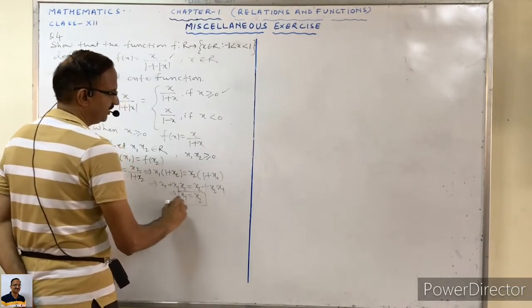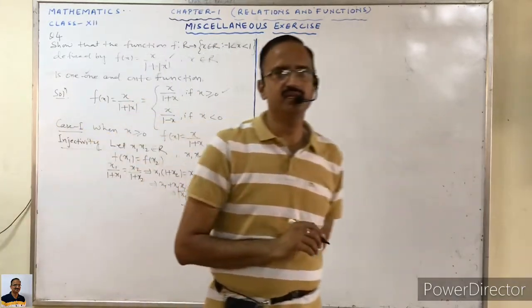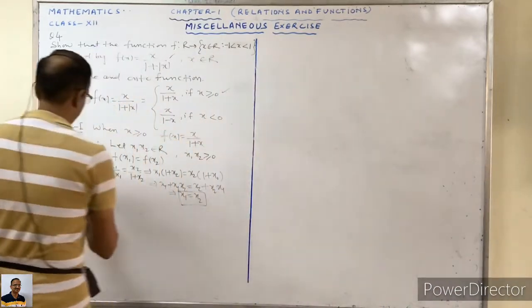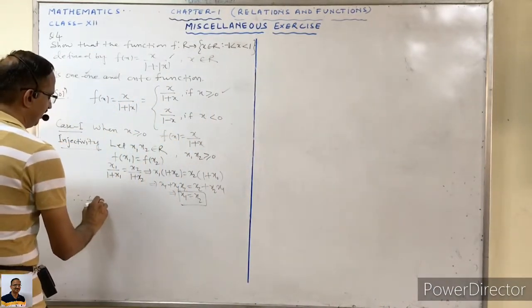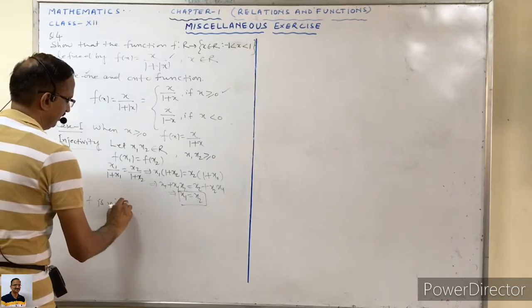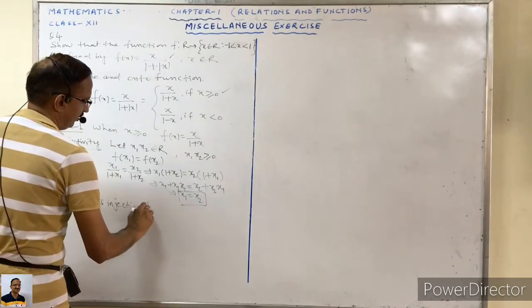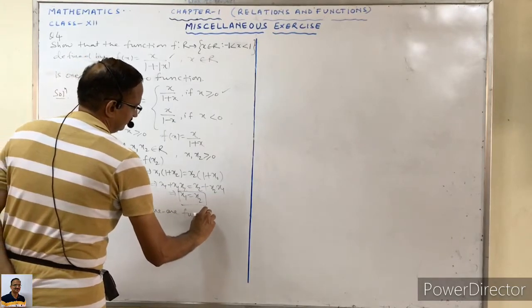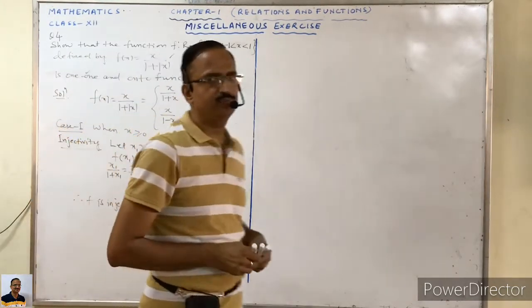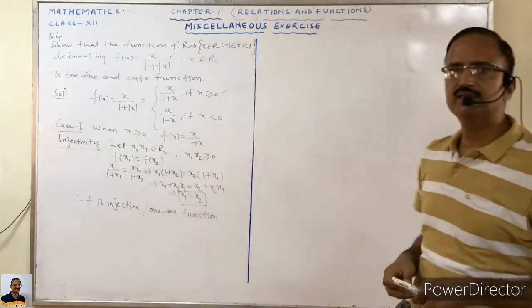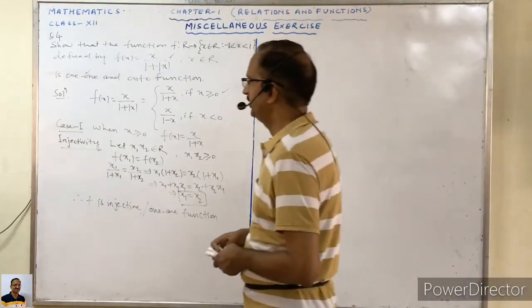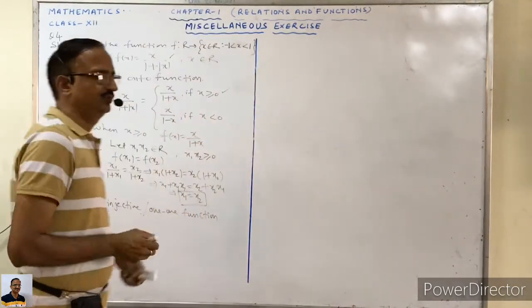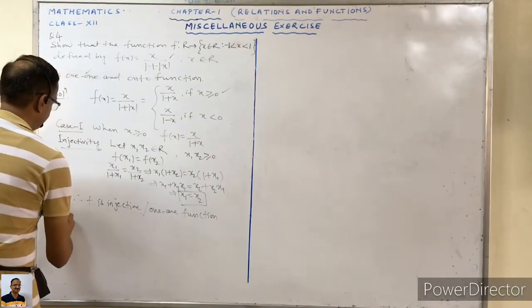When x1 equals x2, it means the function f is one-one, or you can say injective. Therefore, you can write f is injective or a one-one function. The first part is proved. Now we will discuss surjectivity, that is, whether the function is onto or not. So next is surjectivity.